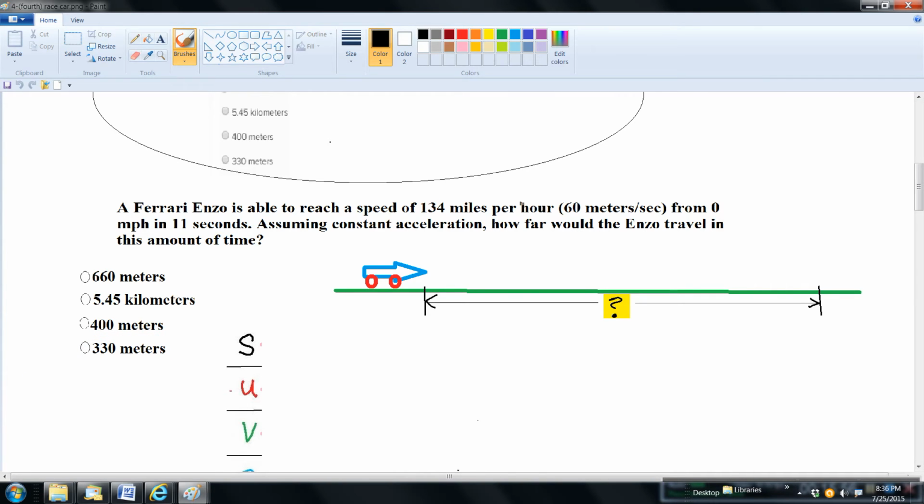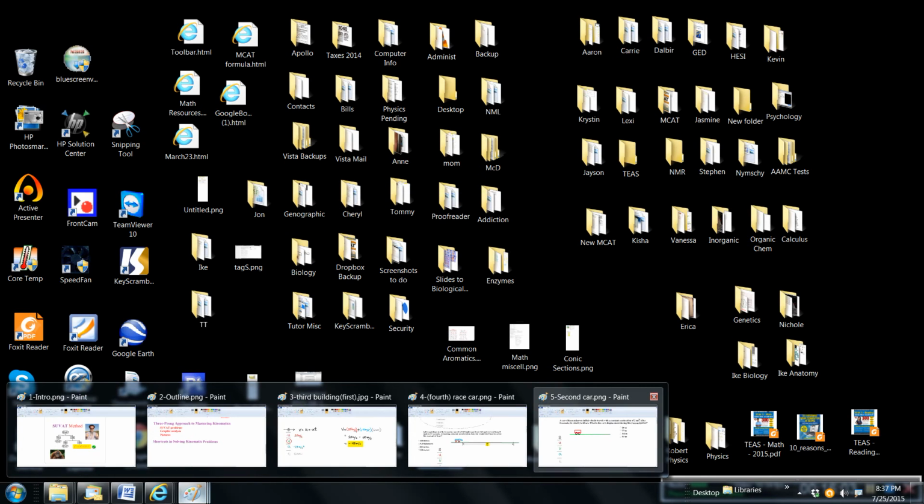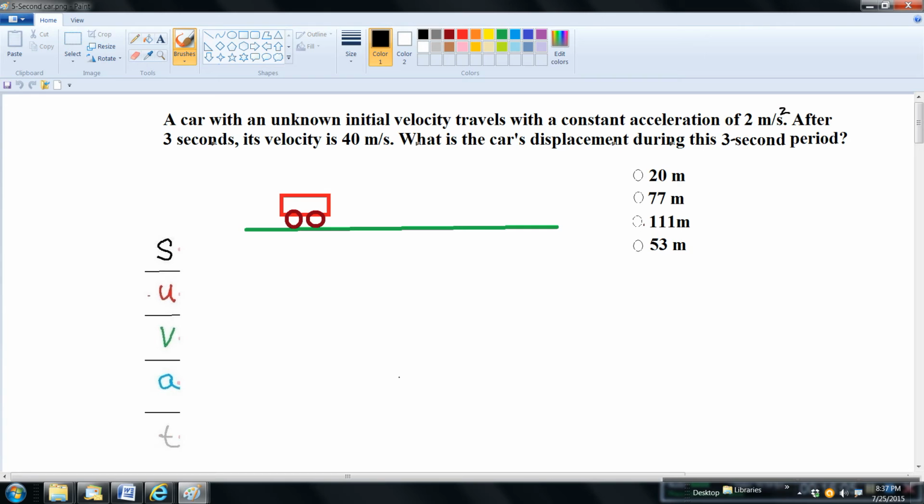Okay, the last problem is a good problem. We haven't done any SUVAT problems where we use the second kinematic equation, so I wanted to take an opportunity to do that. So here we got a car with an unknown initial velocity, travels with a constant acceleration, that's important, of 2 meters per second squared. After 3 seconds, its velocity is 40 meters per second. So what is the car's displacement during this 3-second period?